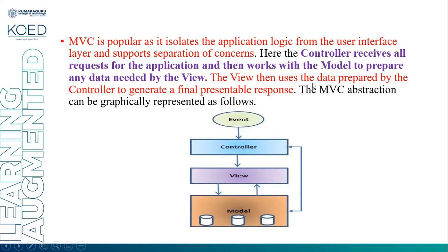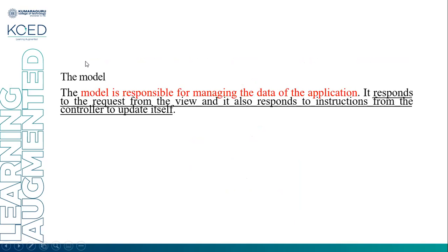This is a graphical diagram. An event is requesting a controller. The controller is coordinating with the model and generating the data which is needed by the view. As per the request of the application, the view will be generated using the data prepared by the model with the coordination of the controller. So what kind of presentation is needed is requested by the application, and the view will present the data. We'll see one by one.